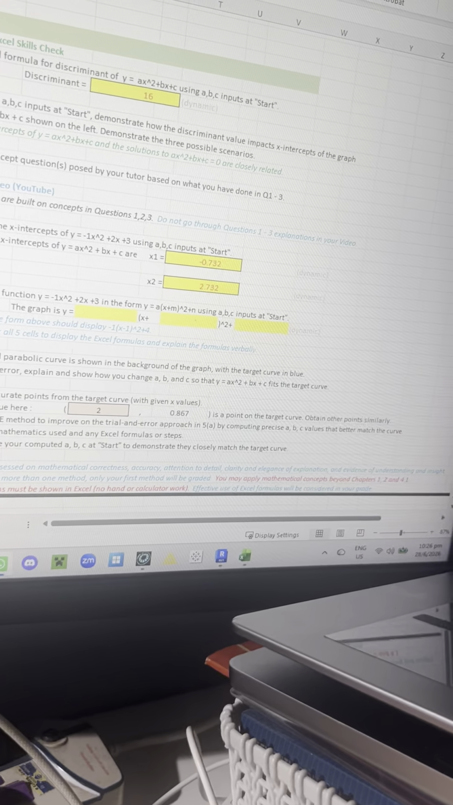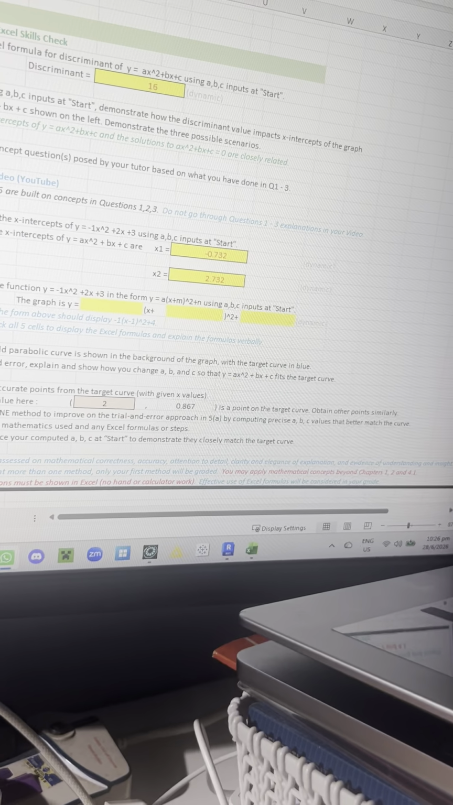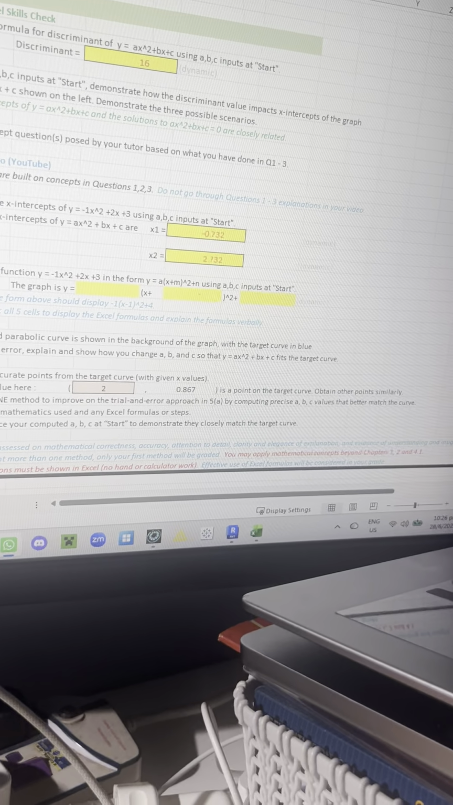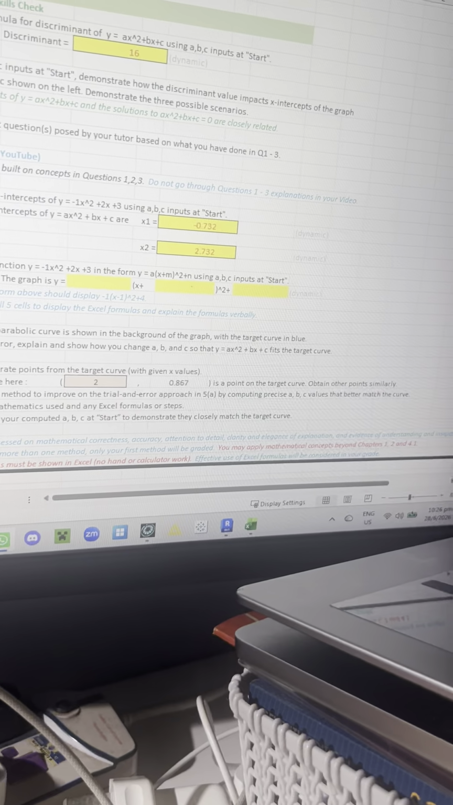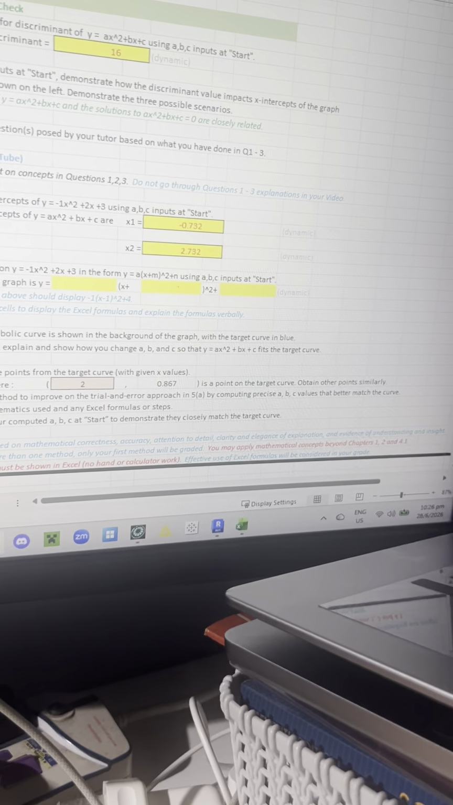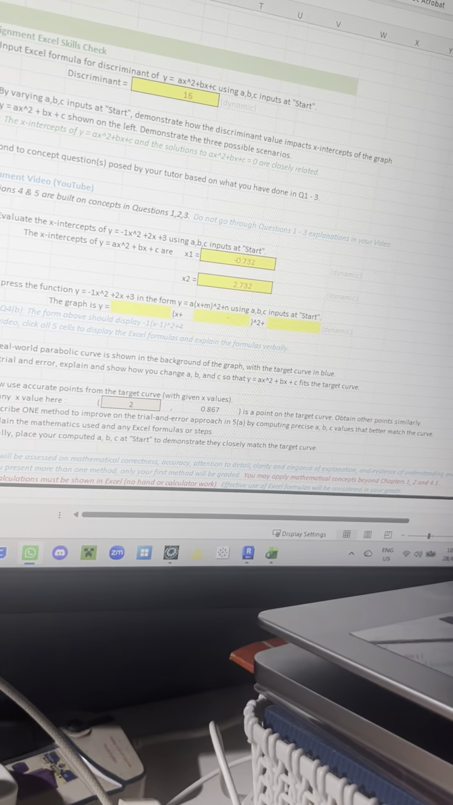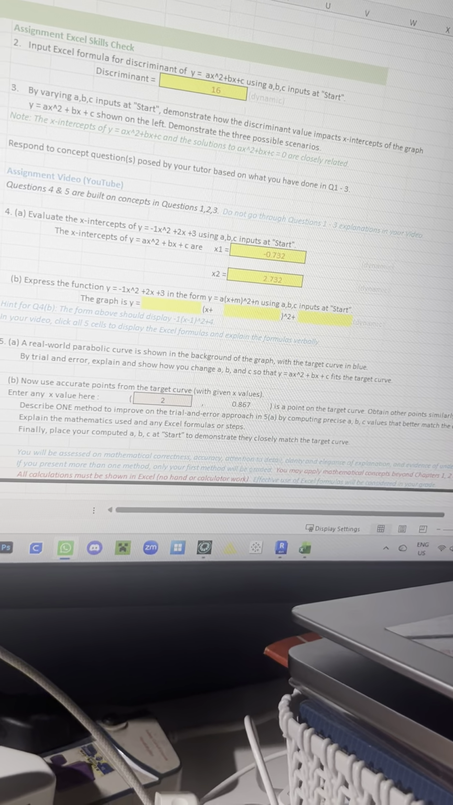So for part 4b, the vertex form. For vertex form, y equals a times (x minus m) to the power of 2 plus n, which is this number over here.